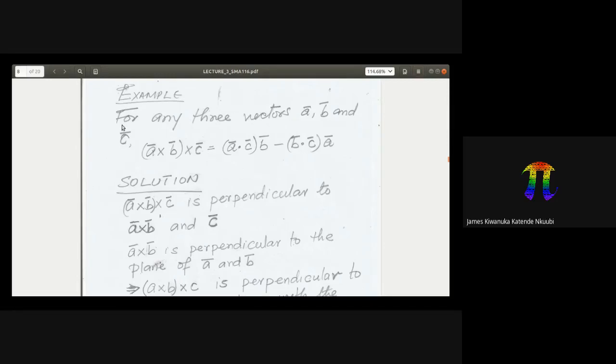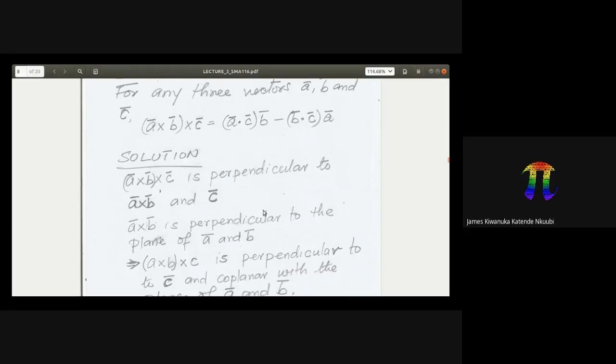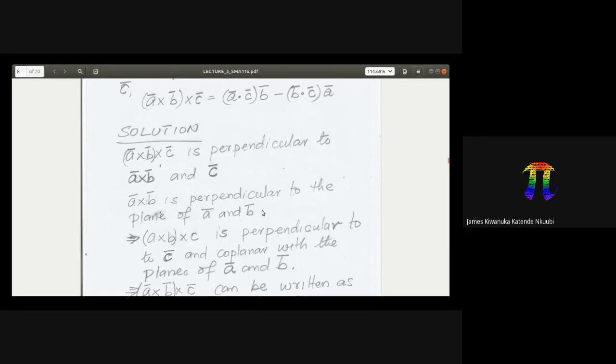So also, it can be shown that for any three vectors A, B, and C, A cross B cross C can be written as a linear combination of B and A. So basically what this says is that this vector A cross B cross C should be in the plane of B and A. So let's see if we can figure this out.